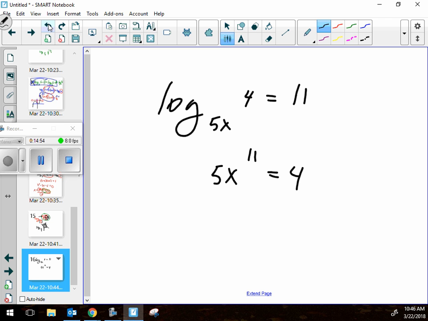You would get 2 different answers. Get what I'm saying? On this one, you could divide by 5. But that's not how it really is. How it really is, that whole thing has to be put to the 11th. Not just the right side of it gets put to the 11th. That's dumb. The whole thing gets put to the 11th.